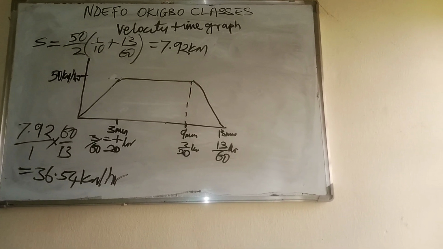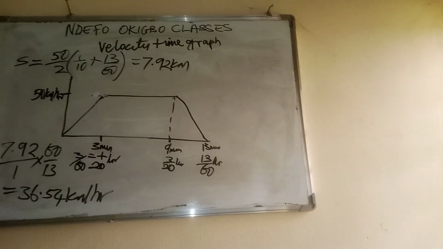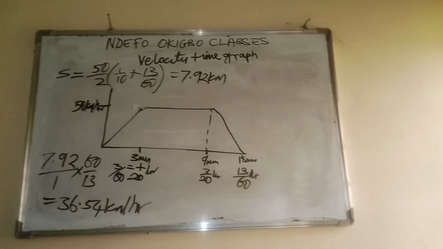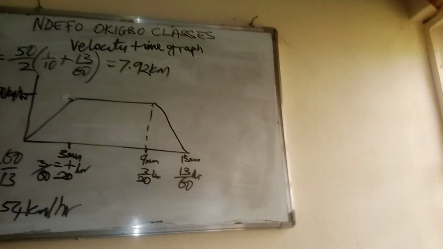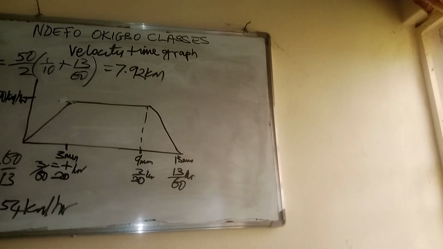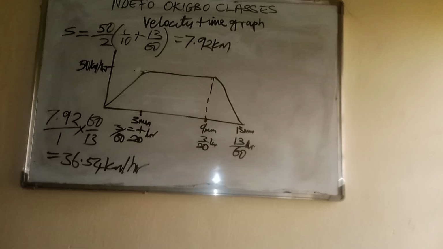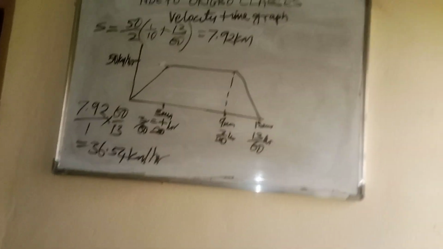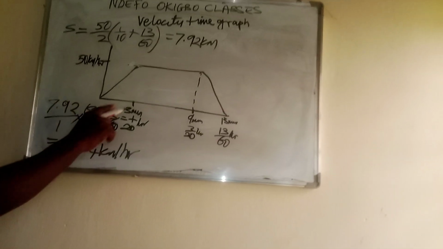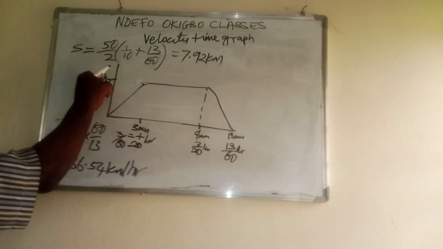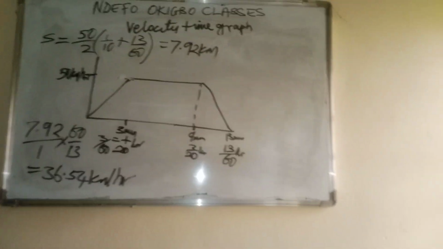The acceleration is the velocity divided by time, that's the average acceleration. Because when it was accelerating, it accelerated for 3 minutes. So if we divide the velocity by the time, we get acceleration.